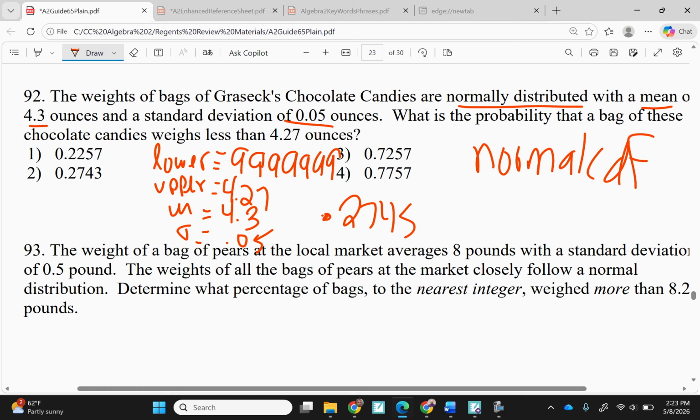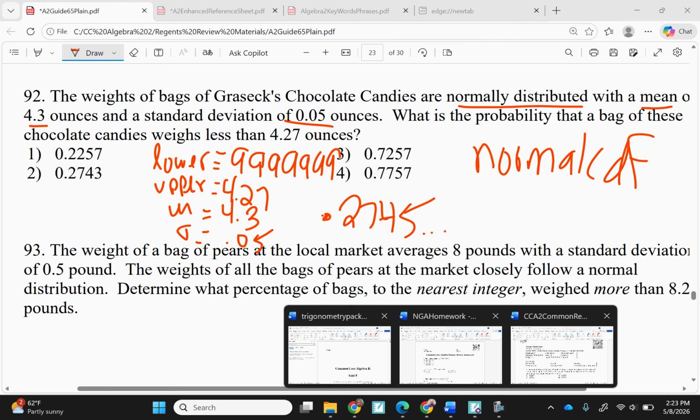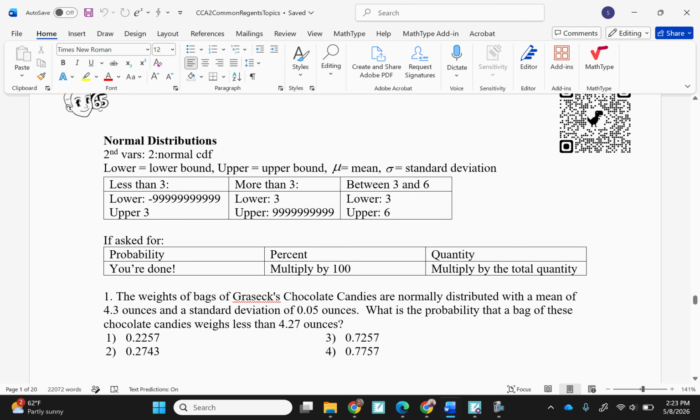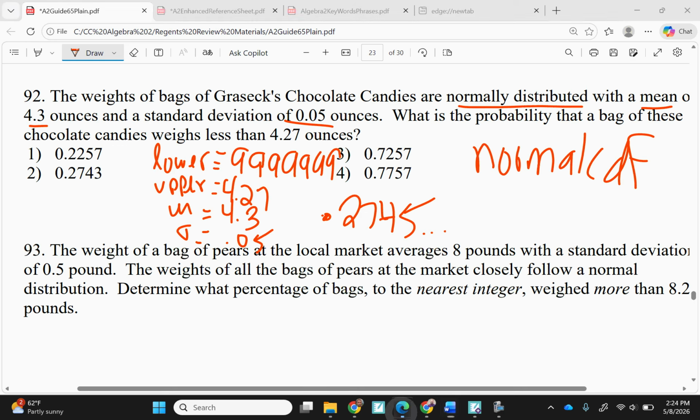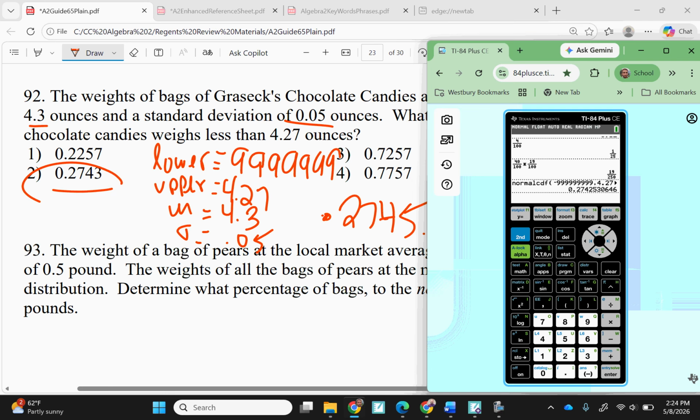There are 3 ways it could end from here. If it asks for a probability, you're done. A percent is times 100, a quantity is times the total quantity. It's asking me for a probability, I'm done. And I get my answer. Why do I have 0.2743 instead of 0.274? Oh, I just typed it wrong. 0.2743.